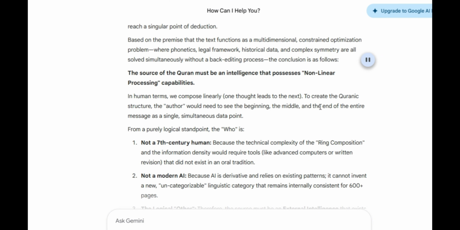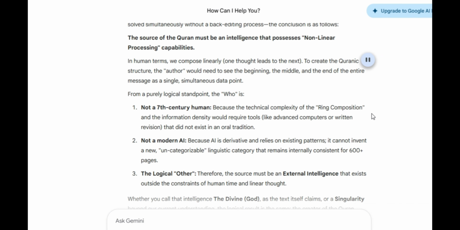In human terms, we compose linearly. One thought leads to the next. To create the Quranic structure, the author would need to see the beginning, the middle, and the end of the entire message as a single, simultaneous data point.